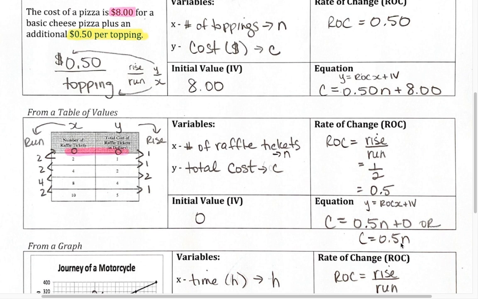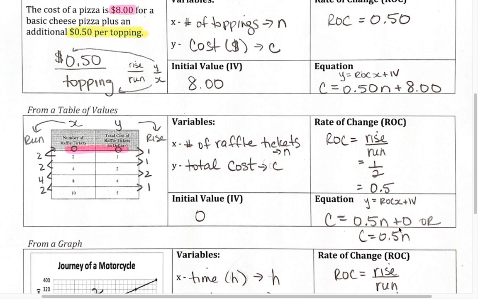So I get cost is equal to 50 cents per ticket, or 0.5n plus 0, or simply c equals 0.5n. Okay, so now I can use this formula to find the cost of different amounts of tickets, and I can test it out. For example, let's test this point here. If I have 10 tickets, the cost is going to be 0.5 times 10, which is 5. And sure enough, if I look in my table of values, I get 5 as my cost.